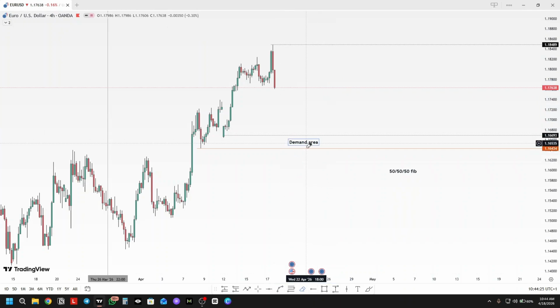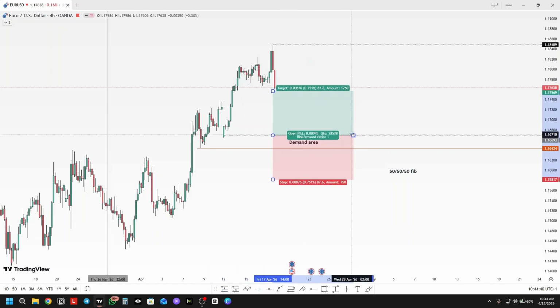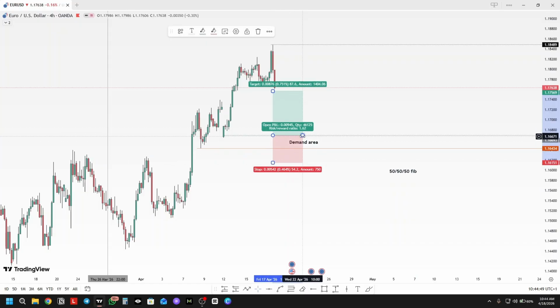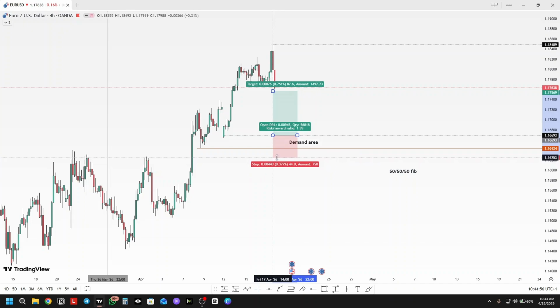So we've gotten our entry, then stop loss and take profits. This is more like experience, you understand? I always put my stop loss below the low of the invalidation level. That is why I put my stop loss there, you understand? Somewhere here is okay. You don't have to, let me use 45 pips, you understand? Somewhere here is okay.